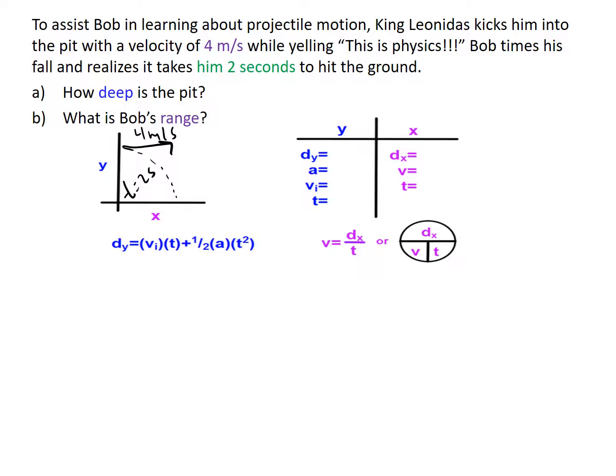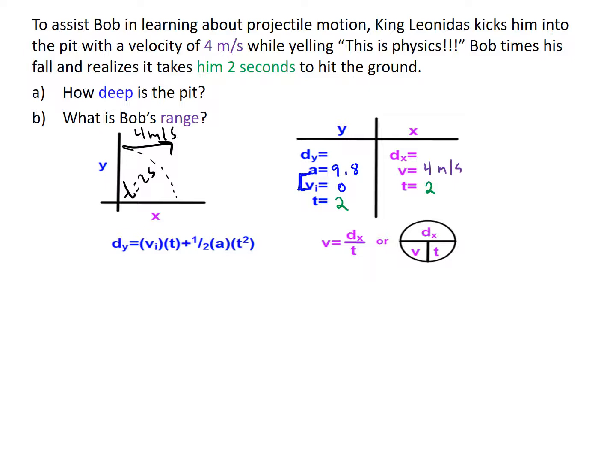So A, we're trying to find out how deep it is. Okay, so let's fill in our info first to see what we have. So we don't have dx, we don't know how far the range is. We know the velocity horizontally is 4 meters per second. And we know time is 2 seconds. Remember, time is the same on both sides, so I can fill that in. Let's see what else we can fill in. Well, on the y-axis, we know that acceleration is always 9.8, so we can put that there. Meters per second squared, and initial velocity is 0. Remember, this is always the same in y. So we don't know dy and we don't know dx.